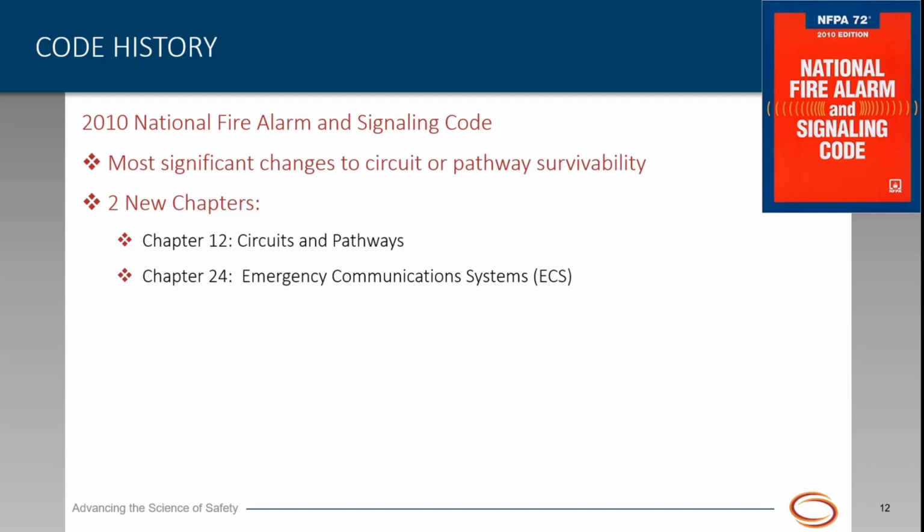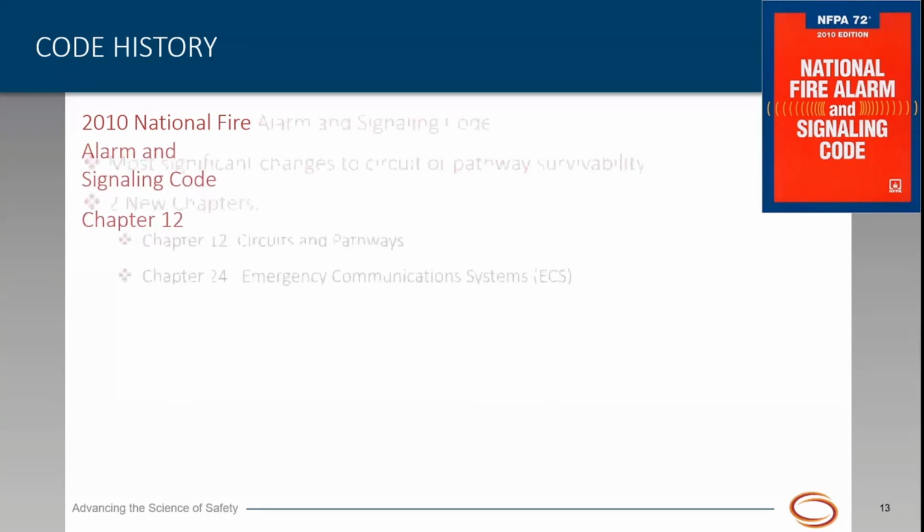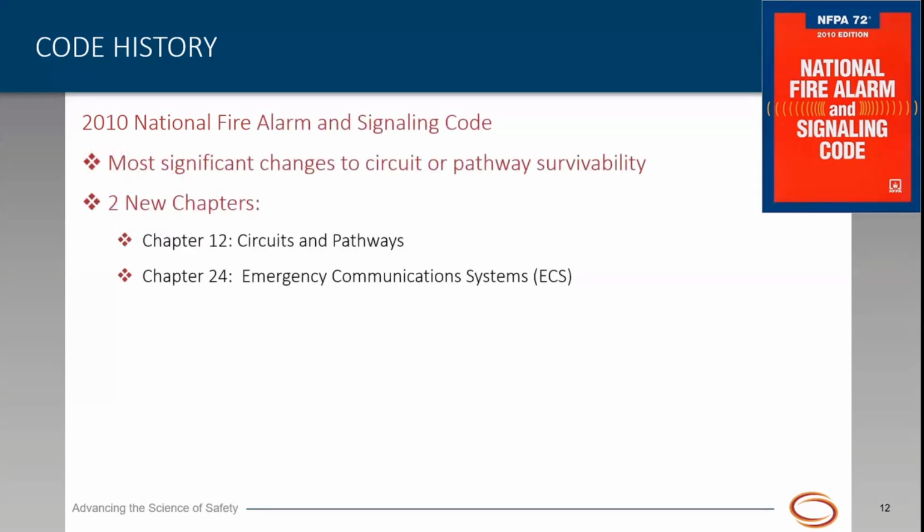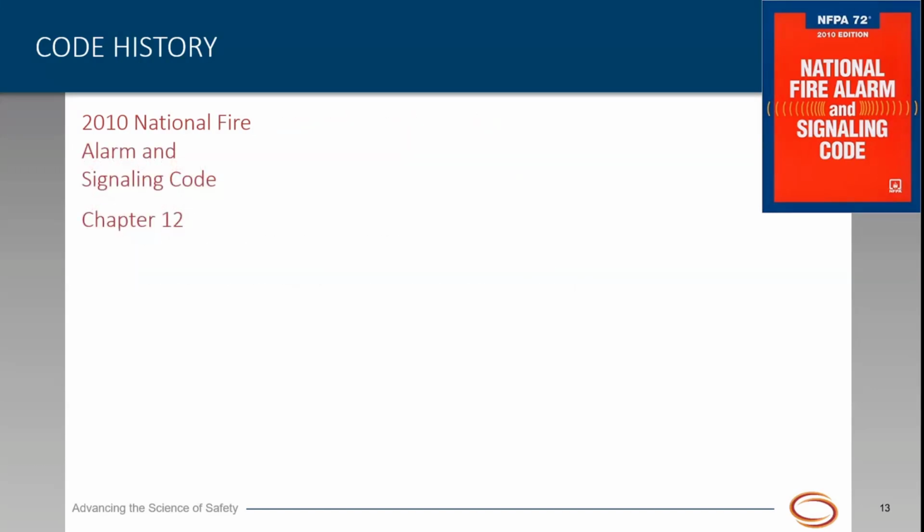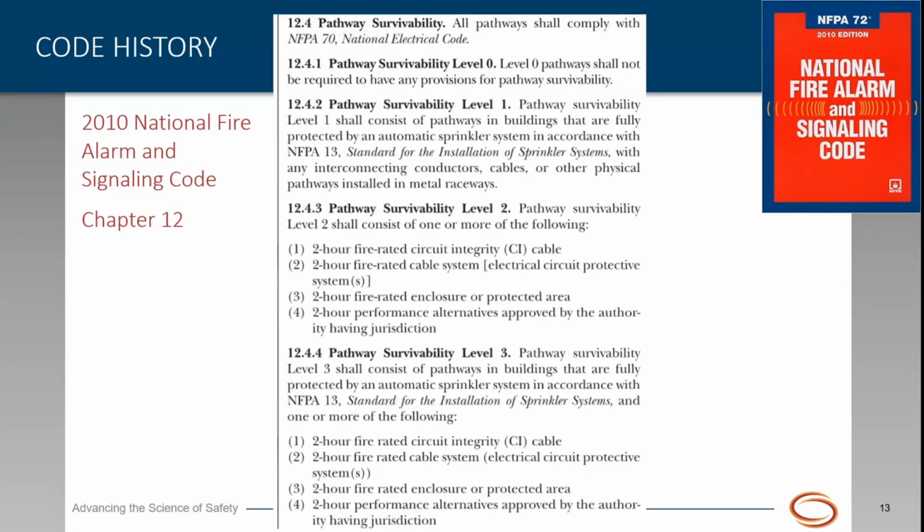Chapter 12 describes the various levels of survivability, but does not require any specific level. Chapter 24 requires certain levels. In fact, the 2010 edition contains some 74 references to survivability. Now, in Chapter 12, it describes the various levels of survivability, but again, doesn't require any specific level.